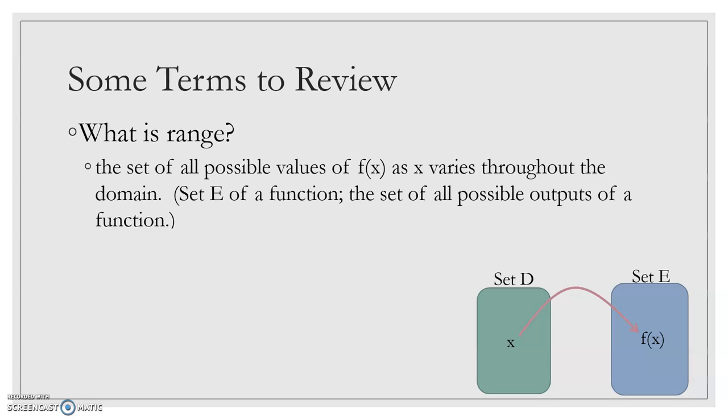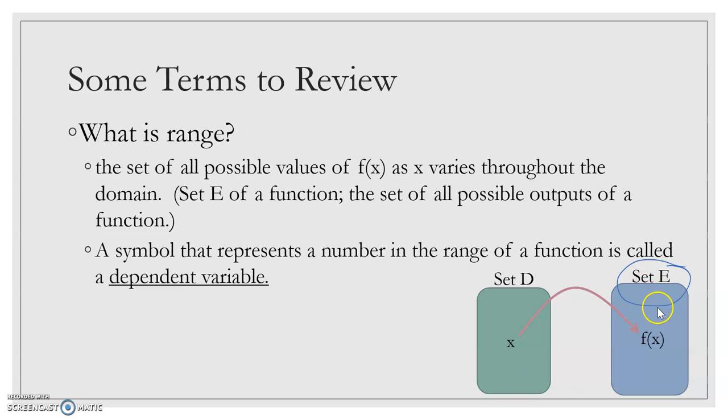So the range, the technical definition, is the set of all possible values of f of x as x varies throughout the domain. So it's set E of this function. It's all of the output values over here. After I've taken my x value and done something to it, it's all of these output values. We have a special name for those output variables, and that is the dependent variables. So all of the things in set E are dependent variables. Whatever variable is representing this output is a dependent variable.